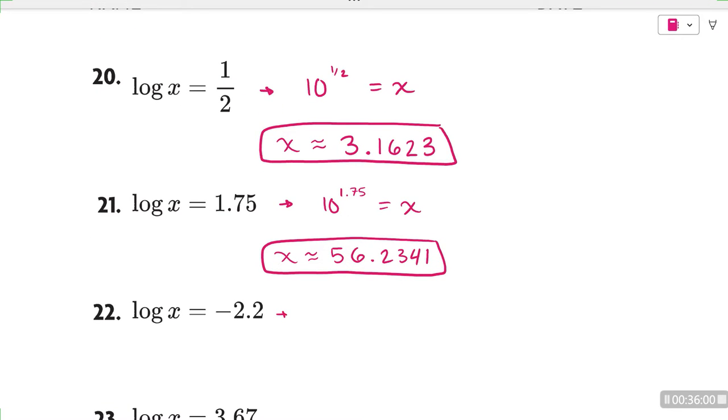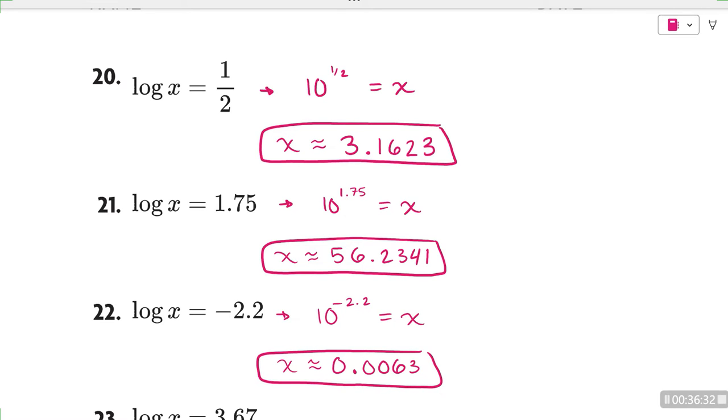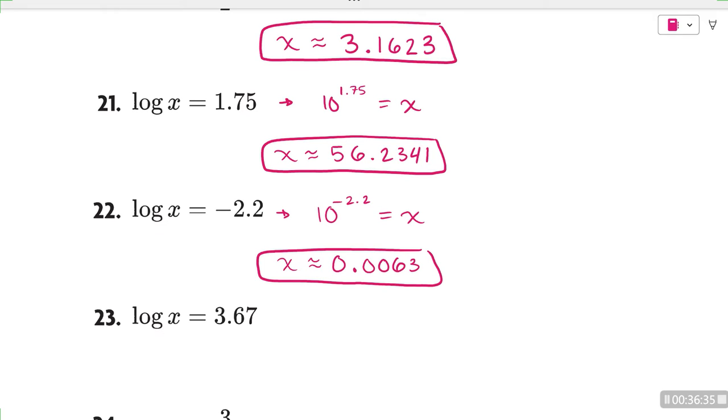Okay, so this one becomes problem number 22. 10 to the negative 2.2 equals x. Since our exponent is negative, that's the same thing as saying 1 over 10 to 2.2. So we're going to get a number that's actually less than 1 here. The exponent is going to give us that decimal answer. So 0.006, and the next two numbers are 3, 0, so 3 does not round up. So 0.0063.